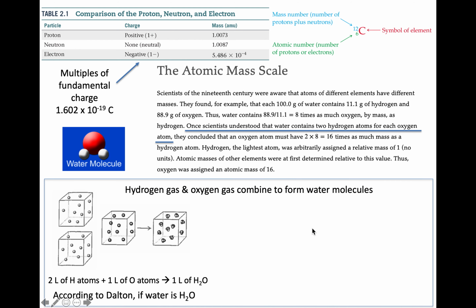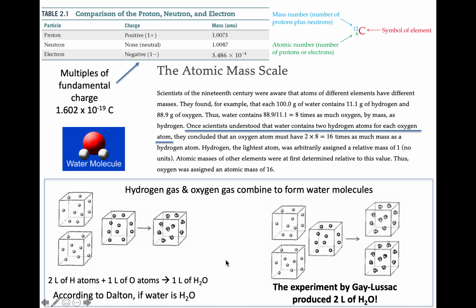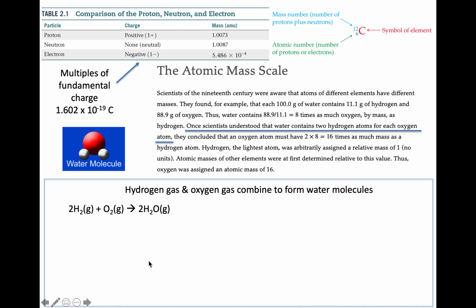Looking at this at the particle level, in this era, Dalton, with his billiard ball model, would say, okay, they're combining to form water. The actual analysis produced more H2O than Dalton would have thought possible. What was going on at the particle level? What did Dalton have wrong?